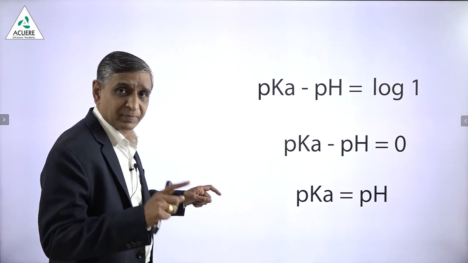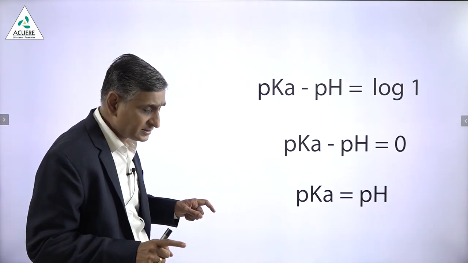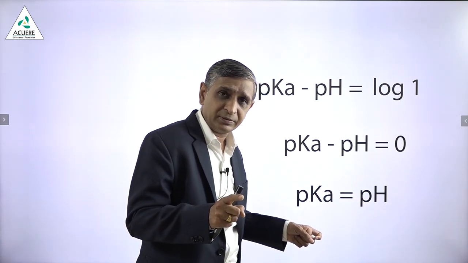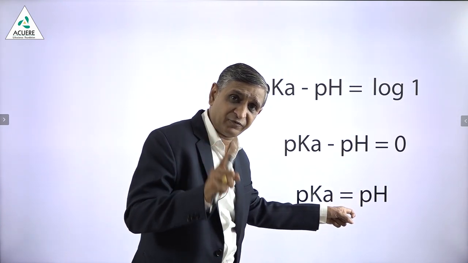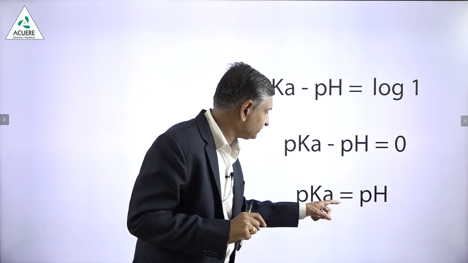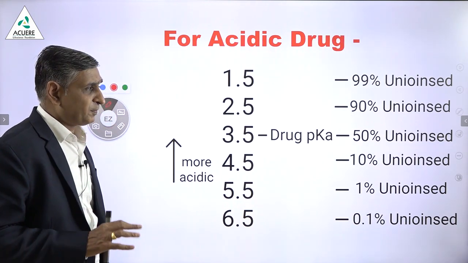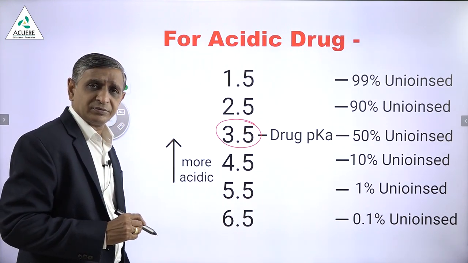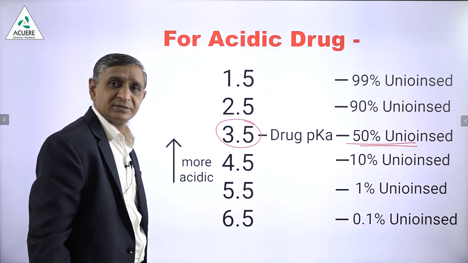Now I have given you the example of aspirin. It has a pKa value of 3.5, which means at a pH of 3.5, my point is very important. At the pH of the medium of 3.5, aspirin will remain 50% unionized. The pKa of my drug is 3.5 and the medium is also 3.5. If so, then 50% of the drug, that is aspirin, will remain unionized.